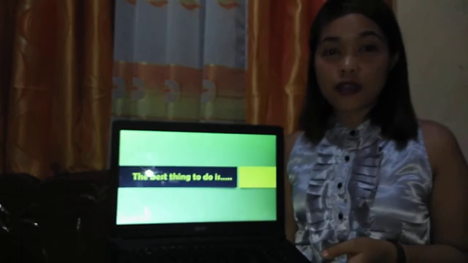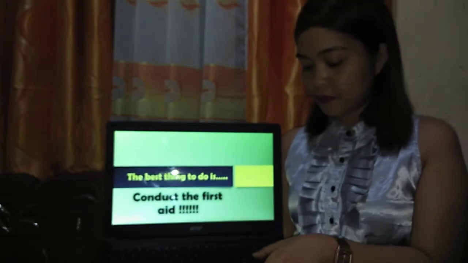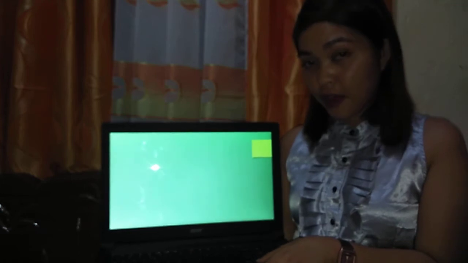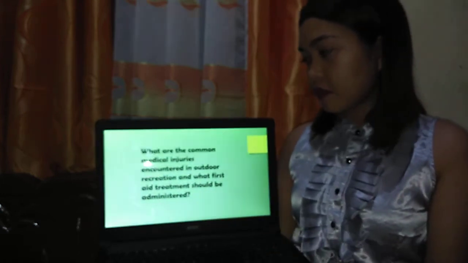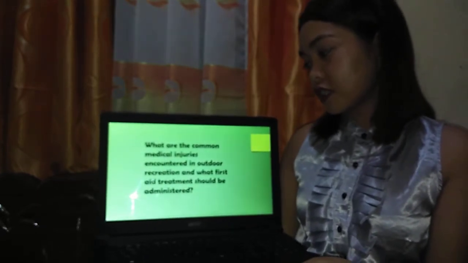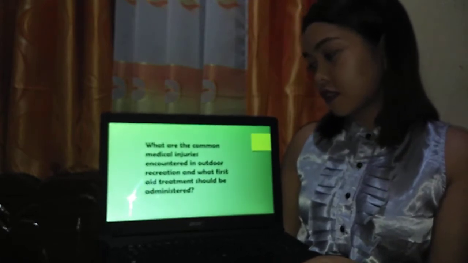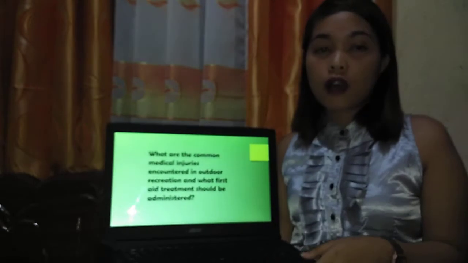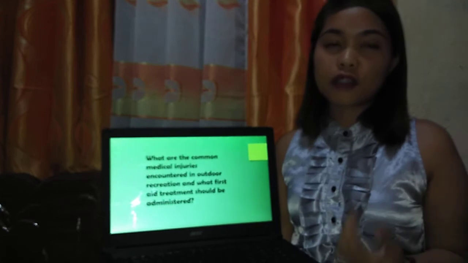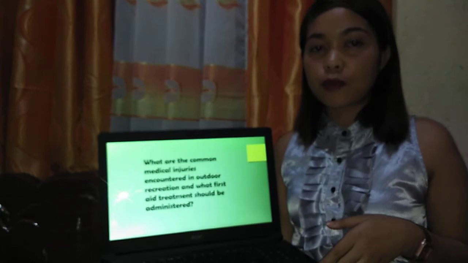The best thing to do is conduct first aid. So first, let's define first aid. What are the common medical injuries encountered in outdoor recreation, and what first aid treatment should be administered? So, we will tackle about common medical injuries na may encounter natin sa outdoor recreation, and ano ba yung mga common first aid na pwede natin gawin.